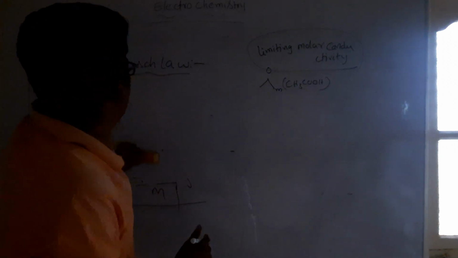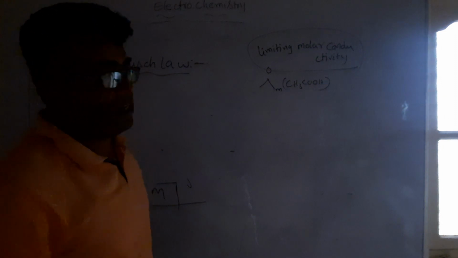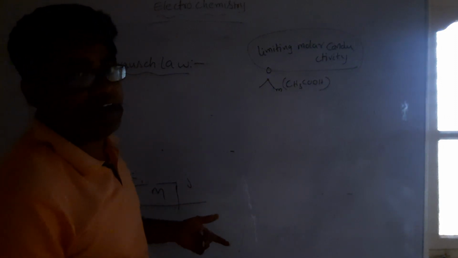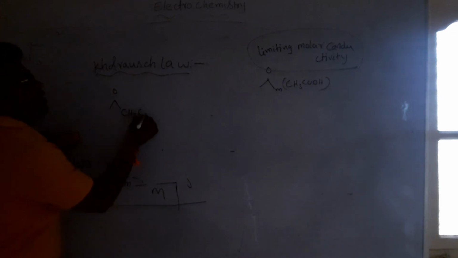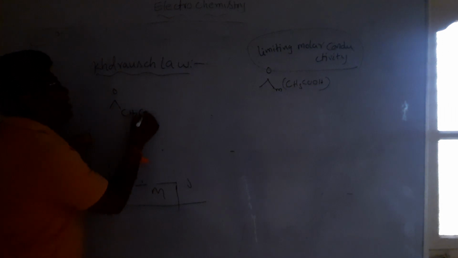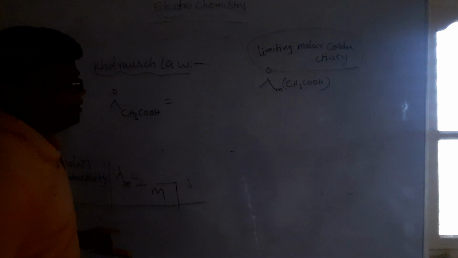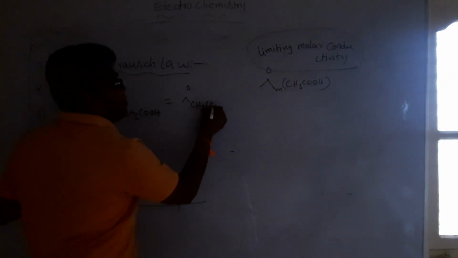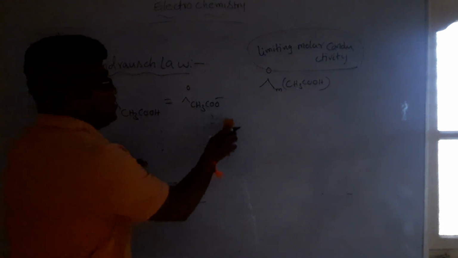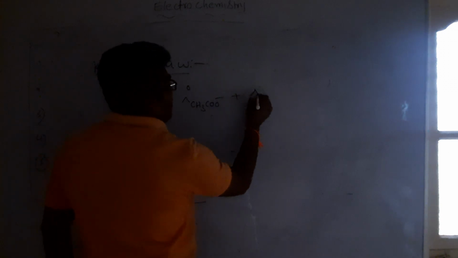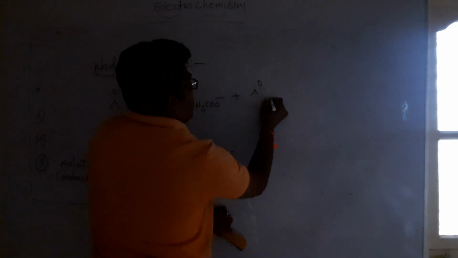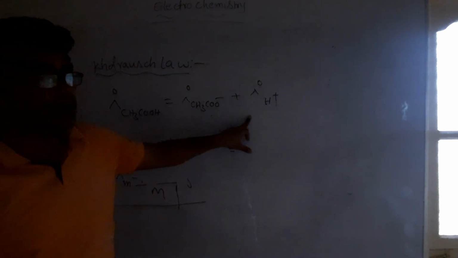What he said is that the molar conductivity of a weak electrolyte at infinite dilution, in short form we will call it limiting molar conductivity, is equal to the molar conductivity of the cation and anion.